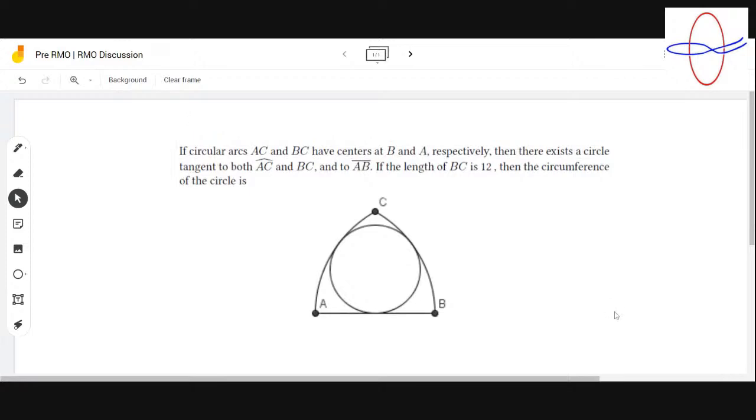So if circular arcs, okay, so the circular arcs means a part of circles, have centers AC and BC at B and A respectively.